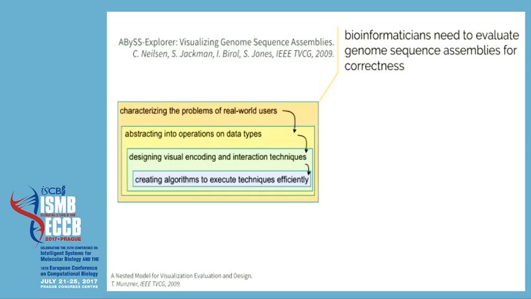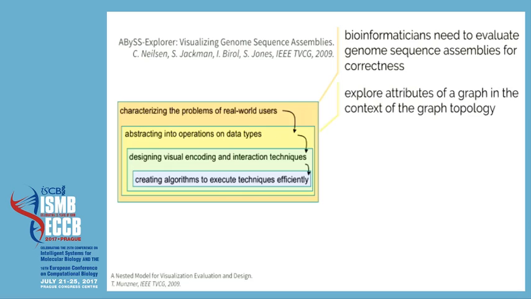The next level is what we call the abstraction. And this is about taking that problem characterization and abstracting it to a more generic way of thinking about the data types we have and the data analysis tasks we need to perform. So again, in terms of our example, this was about that these bioinformaticians needed to explore attributes of a graph in the context of the graph topology itself. Okay? This is the kind of description that we can actually design visualizations for.